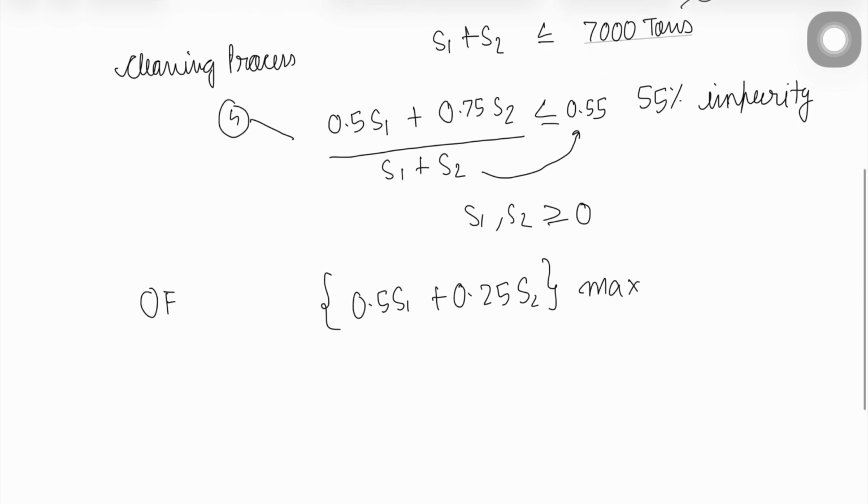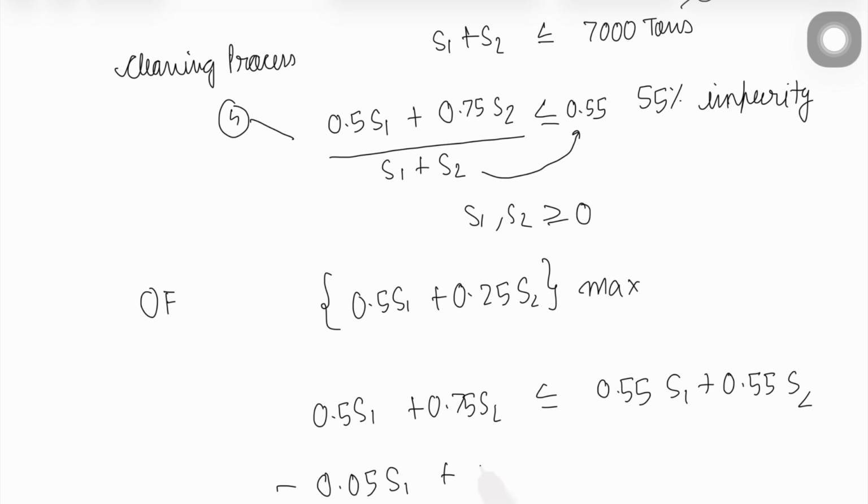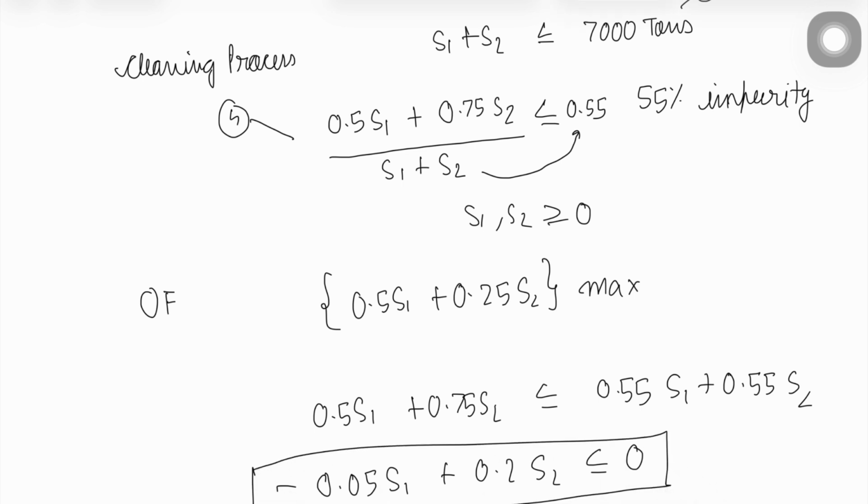So let me show it to you. 0.75 S2 plus 0.5 S1 is less than equal to 0.55 S1 plus 0.55 S2. Putting it on the other side, we have minus 0.05 S1 plus 0.2 S2 should be less than equal to 0. So this is the equation that we have to put in Excel in order to get the solution.